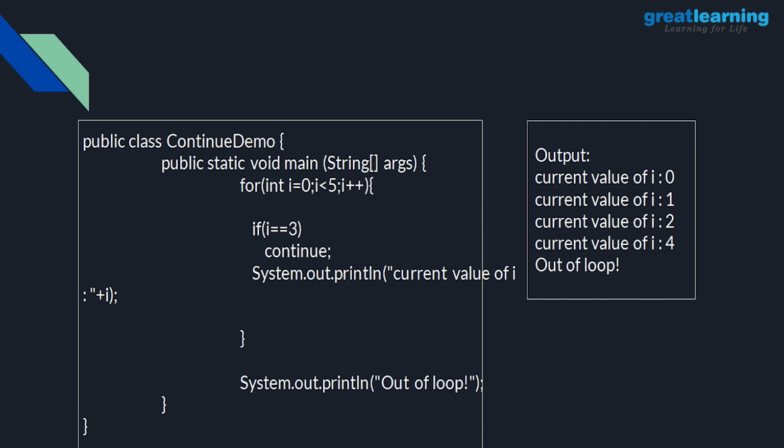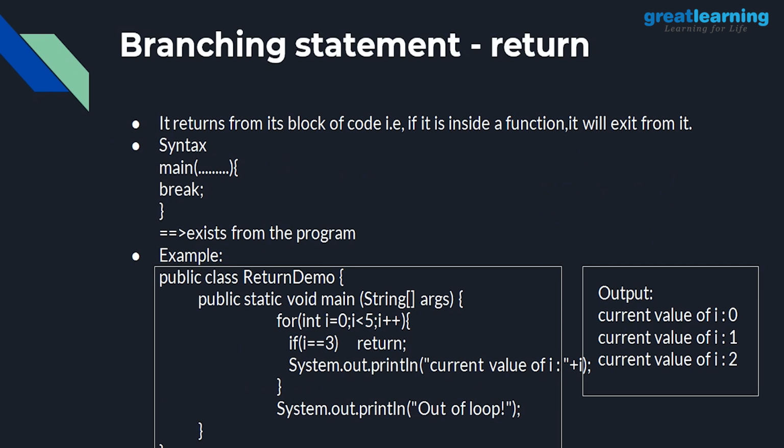Okay, so herein we also printed the statement, right? Continue, we are skipping 3, it goes then to 2, then 4, right? You see, cool. Now let's move ahead and check the last branching statement, that is return.